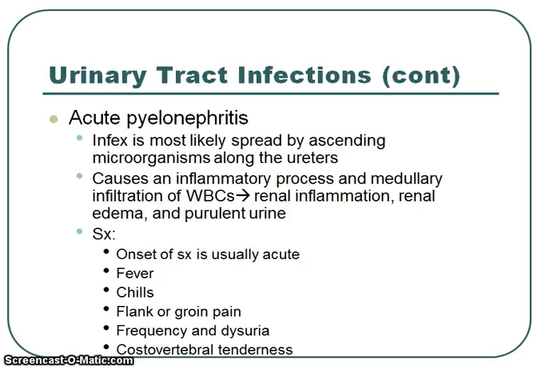Acute pyelonephritis infection is most common because it's spread ascending from the ureters, right? So that's where it moves from the bladder and up the ureter and into the kidney. The inflammatory process causes white blood cells to penetrate into the renal area and cause inflammation, renal edema, and purulent urine. Patients will have symptoms suddenly, so they come on acutely. They include fever, chills, flank or groin pain, urinary frequency and dysuria, and then costovertebral tenderness.